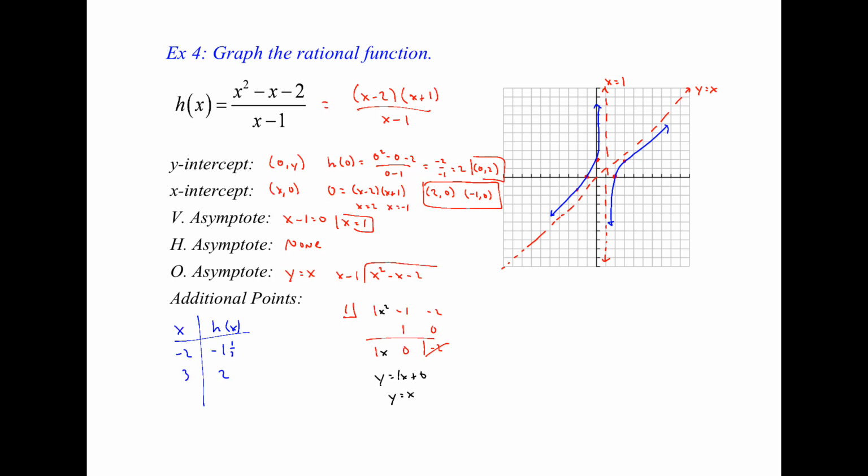So there's another example of graphing a rational function, going through and finding everything algebraically. The really only reason you guys will be using the graphing calculator is to find those additional points. That's really the only reason you need it. Everything else you can do algebraically.